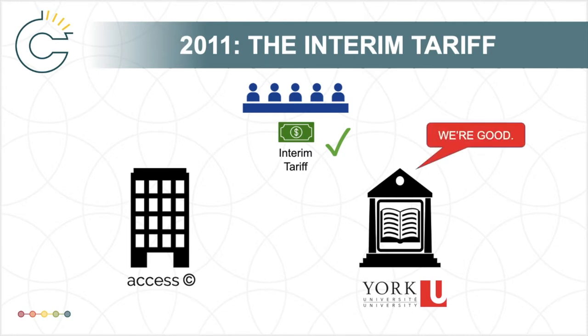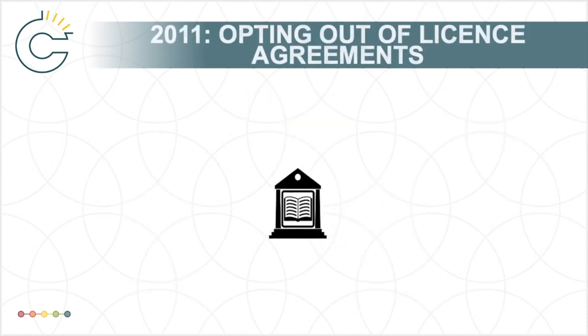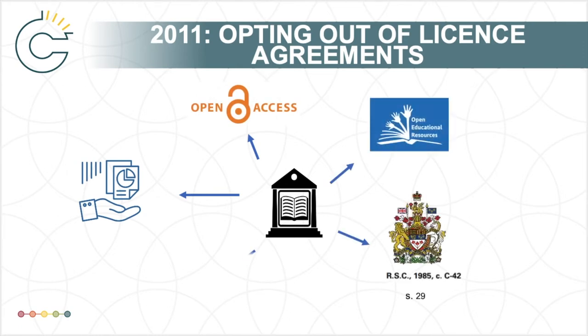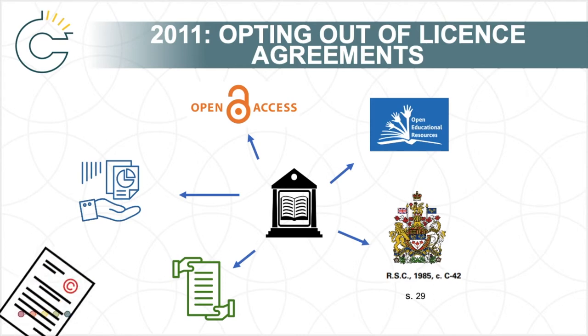The educational institutions that opted out had determined that their copying could be managed through a combination of other strategies, like using site licenses from content vendors, open access materials, open educational resources, relying on fair dealing exceptions, and using transactional licenses. They therefore did not need to enter into an institutional license agreement with Access Copyright, because they could manage their copyright compliance in other ways.